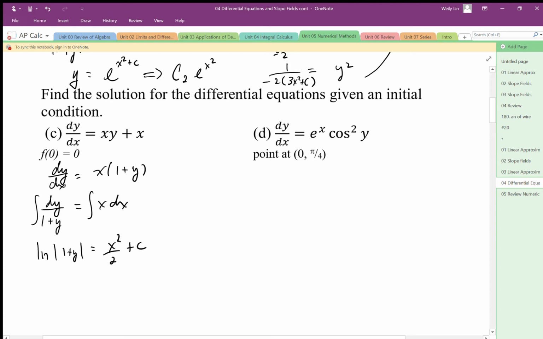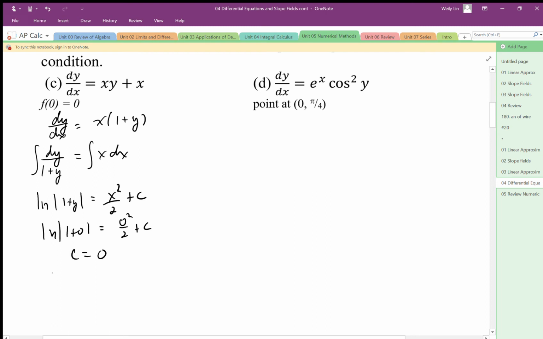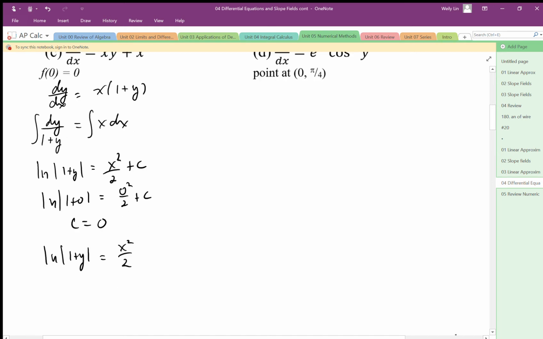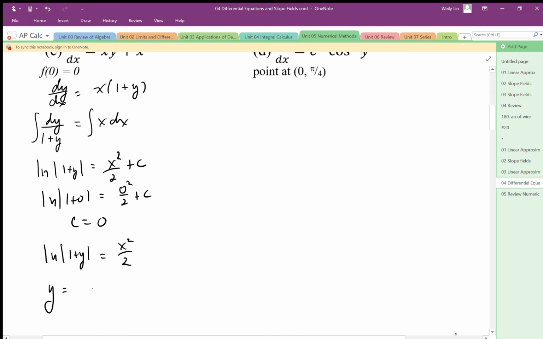So now we can solve for c. I can plug in here and solve for c, or you can isolate the y and solve for c. It might be just easier to plug in the x and y now. So log of 1 plus 0 is equal to 0 squared over 2 plus c. That's 0, c equals 0. So then my solution is log of 1 plus y equals x squared over 2 plus 0. Solving for y, I get y equals e to the x squared over 2, and then that plus 1 becomes a minus 1 on this side.